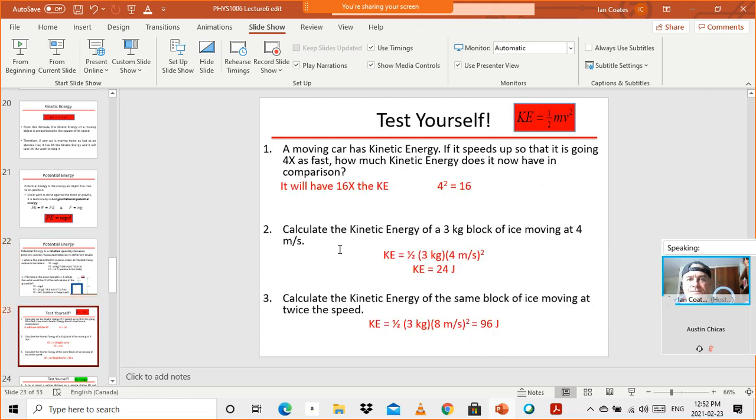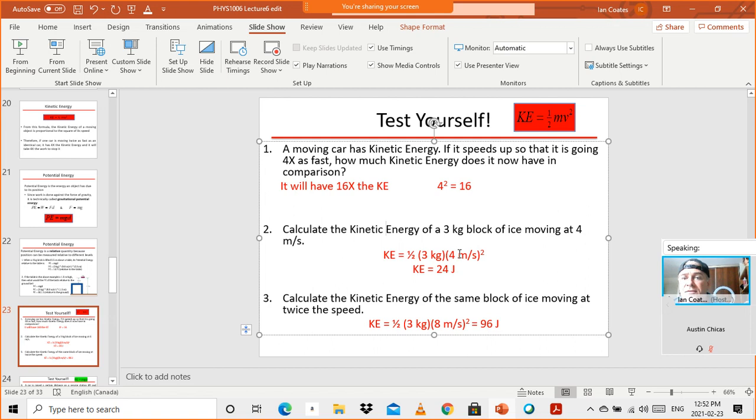Test yourself. Here we're dealing with kinetic energy. A moving car has kinetic energy. If it speeds up so that it is going 4 times as fast as it was before, you remember that whole velocity thing? If we're going from 20 kilometers an hour to 80 kilometers an hour, we have now increased our kinetic energy by 16. Good little question. I like it. Huge understanding there. You got to pull in all these different resources just to answer this question, all because of that square right there.